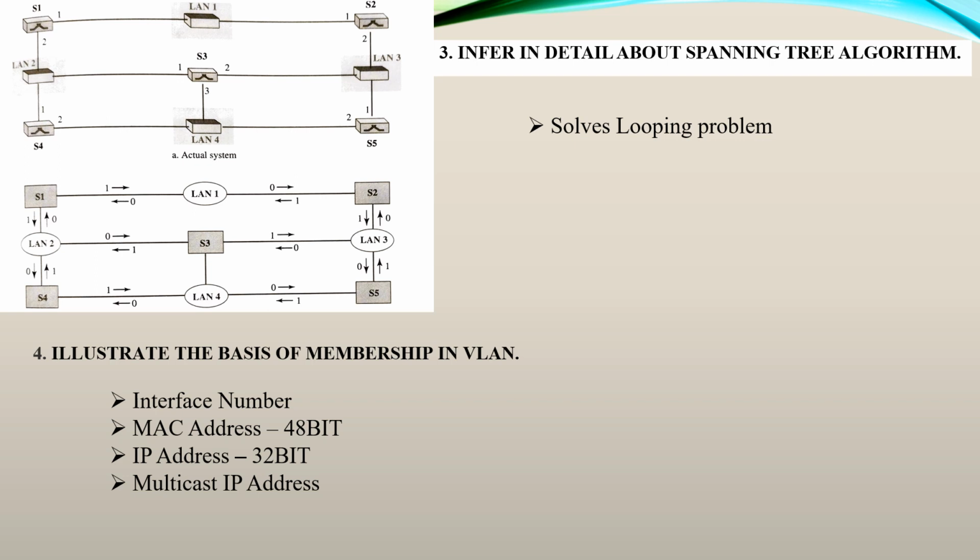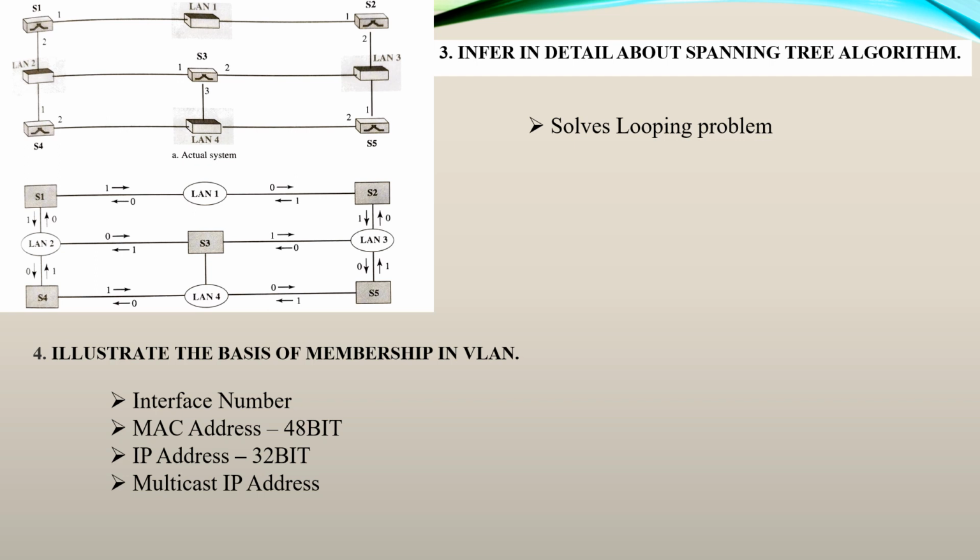Here you can see different LANs, L1, L2, L3 and L4, and a number of switches, S1, S2, S3, S4 and S5. The spanning tree will look at the cost. From here to here it becomes 1, and from here to here it is 0. It calculates which path can be followed to reach the destination from a particular point, and makes sure that no looping problem occurs, because the switch itself decides through which path the frames have to be taken. So this is the actual system, and this is the spanning tree algorithm, which solves the looping problem.